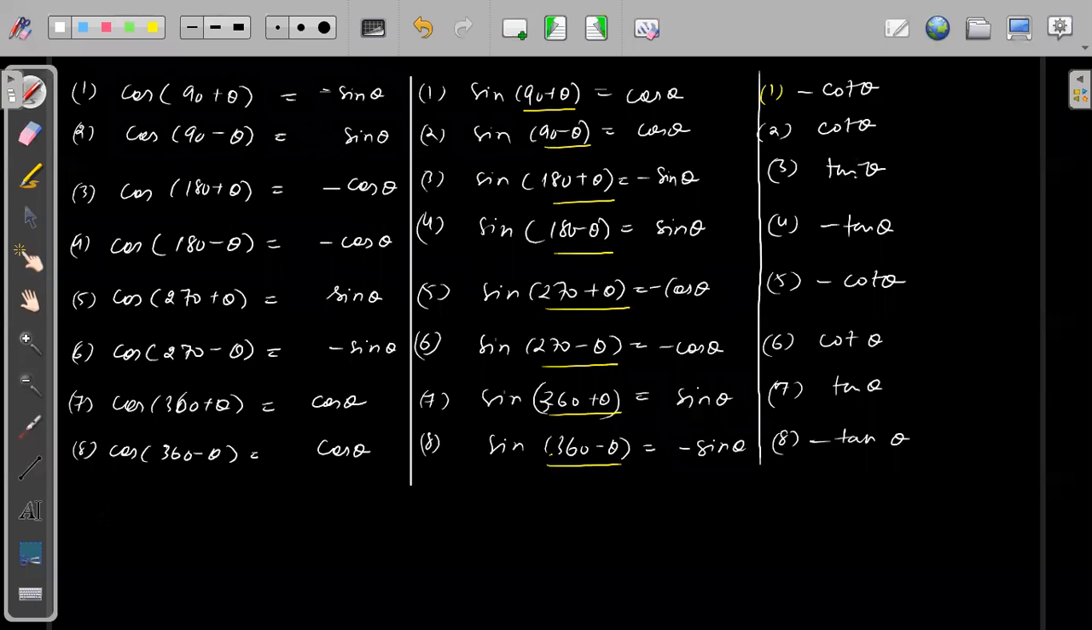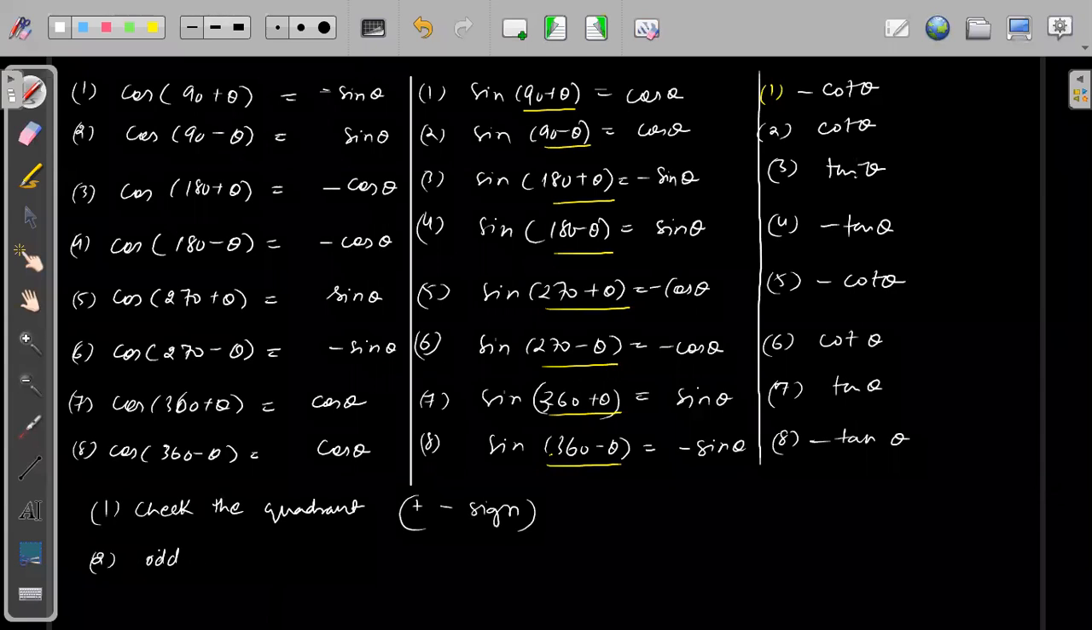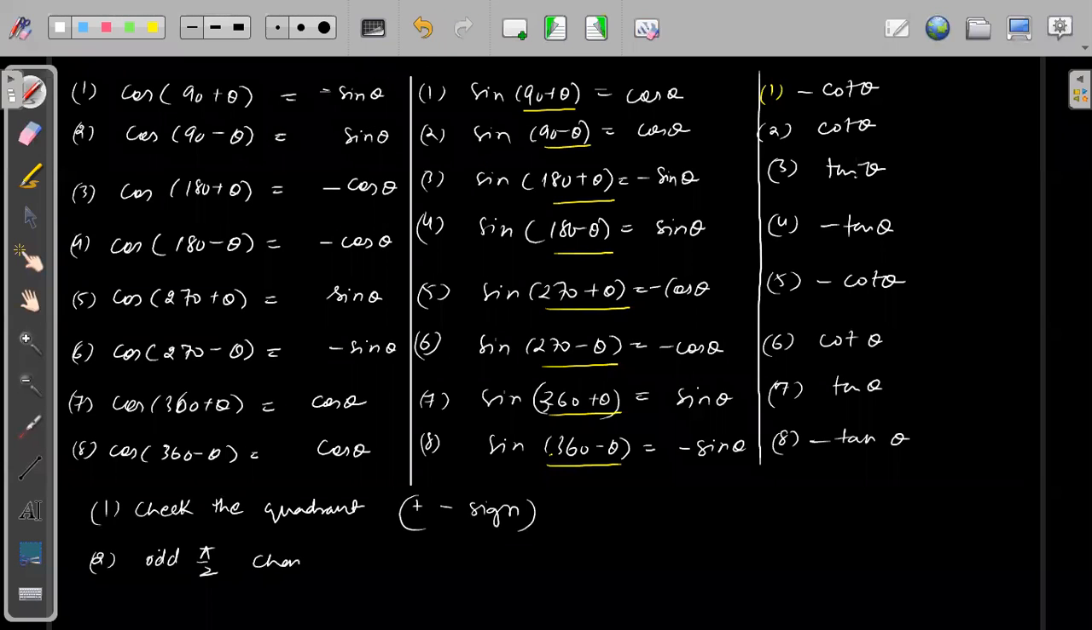So the concept was, first step was to check the quadrant, and the plus or minus sign in that quadrant. Second, if it is an odd multiple of pi by 2, then change the trigonometric ratio. And third, if it is an even multiple of pi by 2, then it does not change.